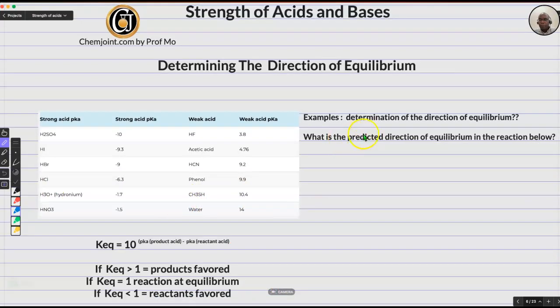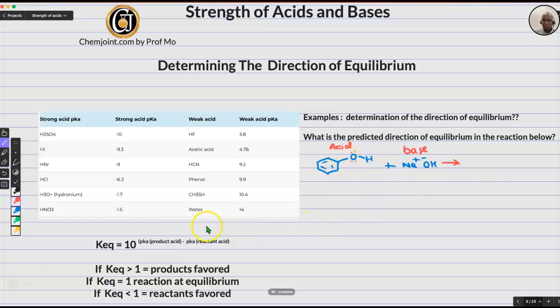Let's do another example. Determination of the direction of equilibrium. What is the predicted direction of equilibrium in the reaction below? We have a phenol, and then we're going to react that with sodium hydroxide. We know that sodium hydroxide is one of those strong bases, so we can already call this a base, and this has an acidic hydrogen sitting on an electronegative element, oxygen. Of course, there's resonance stabilization. This is going to be an acid.